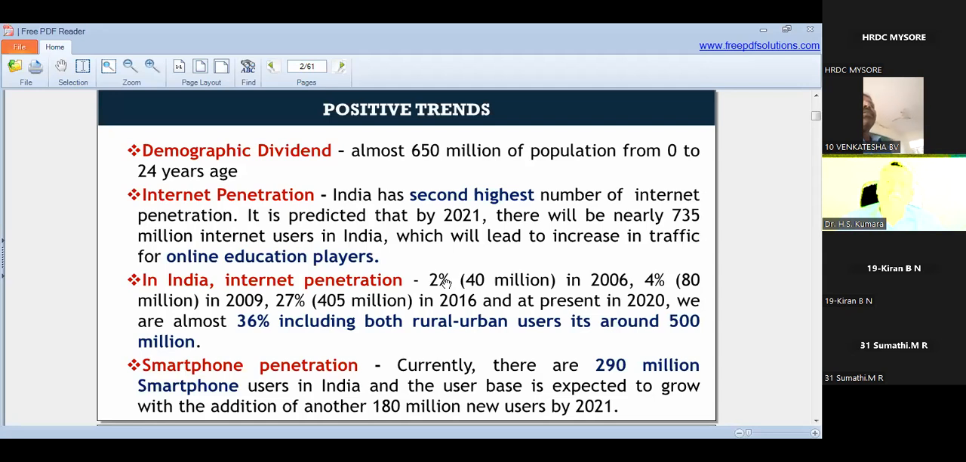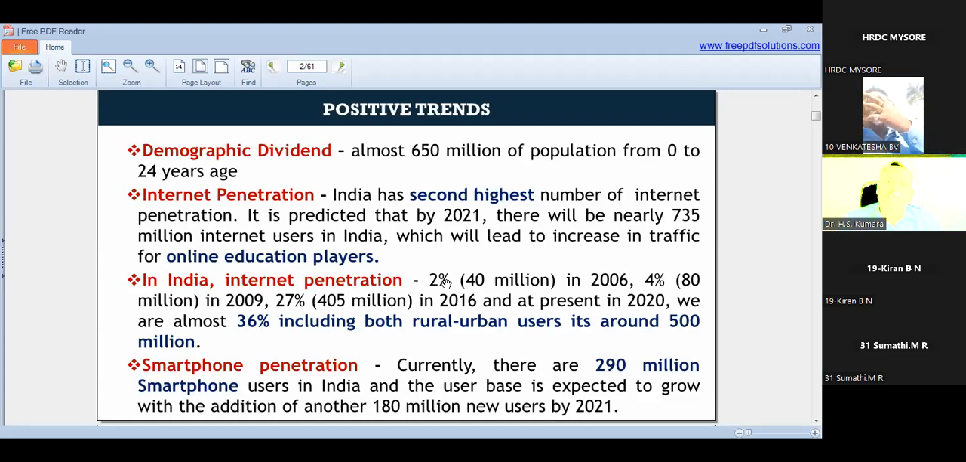Then, tracking the trend of internet penetration: in the year 2006, we had only 2%, that's only 40 million population accessing the internet. Then in the span until 2016, it reached probably 27%. In 2020, almost 36%, including both urban and rural users. So this is something we need to look into in the data, the trend of internet penetration.